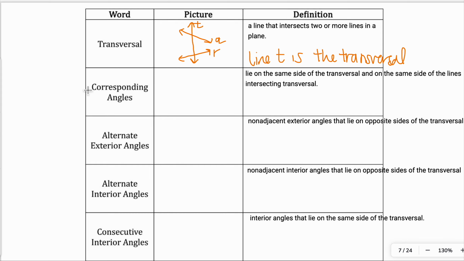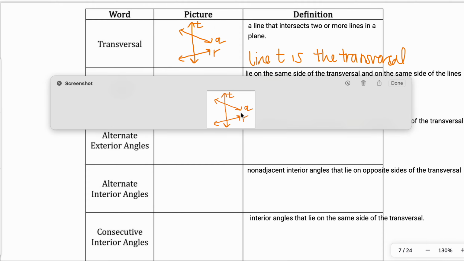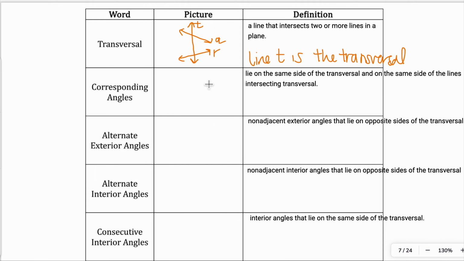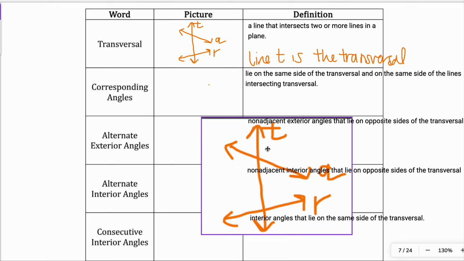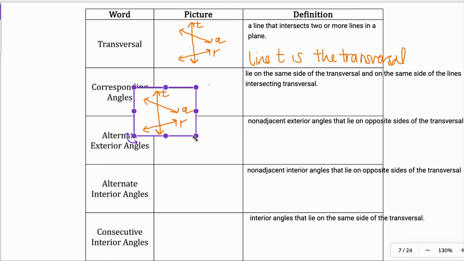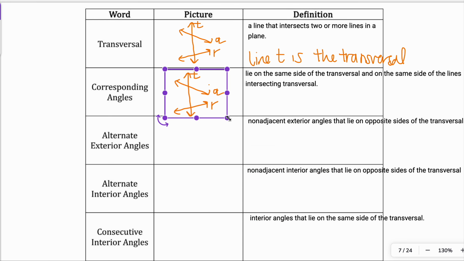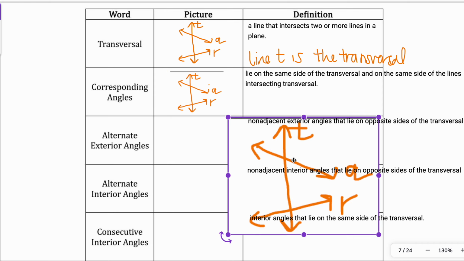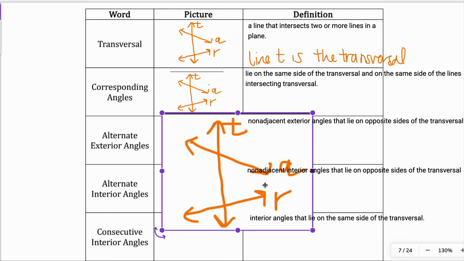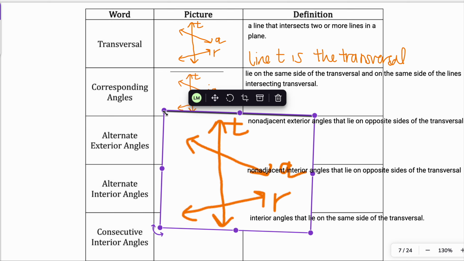Corresponding angles. So what I'm going to do is take a picture of this, and I'm going to copy it so that we have it for each picture. So give me a minute to do this. If you want to fast forward while I do this, then you can. But I'm trying to get this to be a little bit smaller. Nope.